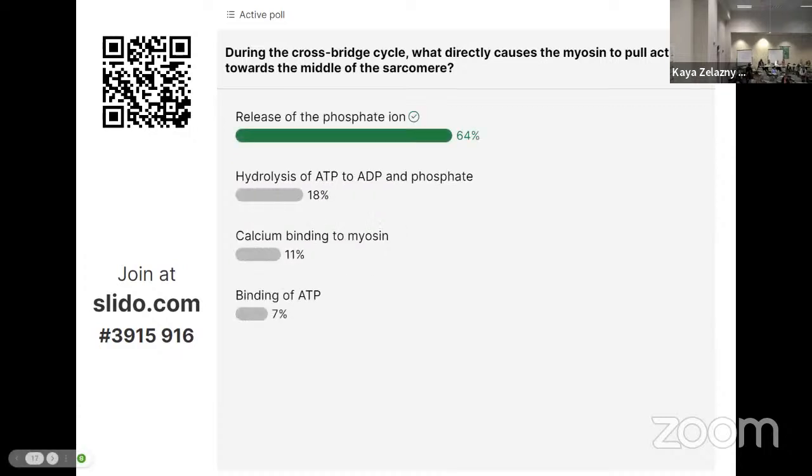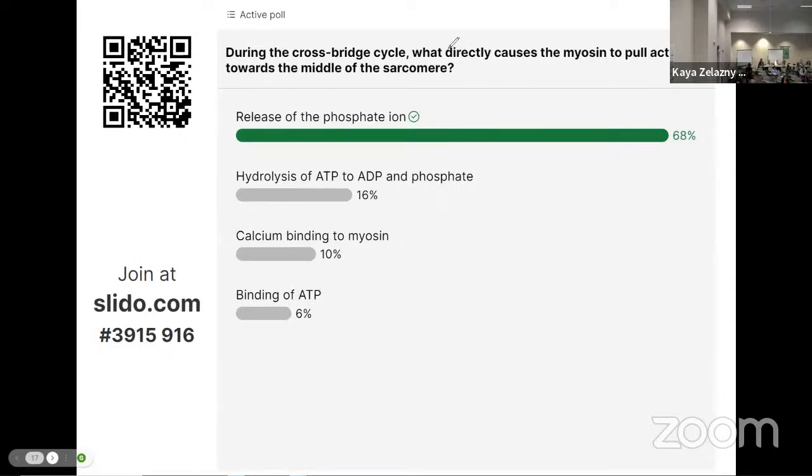Let's see how we're doing. Okay, cool. Yeah, so our direct cause for myosin to pull the actin, so to propel that actin towards the center of the sarcomere, is that release of the phosphate ion that causes that shape change in this high energy kind of crest form. The phosphate ion falls off, we flick forward, okay? So that's happening when the phosphate ion falls off.